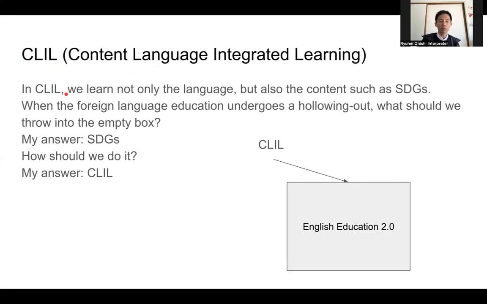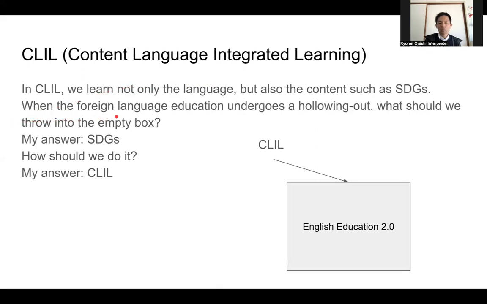CLIL is a teaching method, a technology of teaching. In CLIL, we learn not only the language, for example English, but also the content, such as SDGs. So in my class at the university, I teach sustainability and SDGs in English. So we use English, and we also teach sustainability at the same time, right?